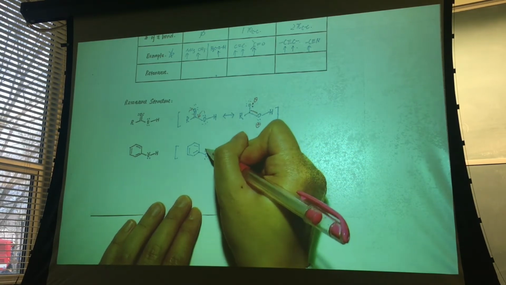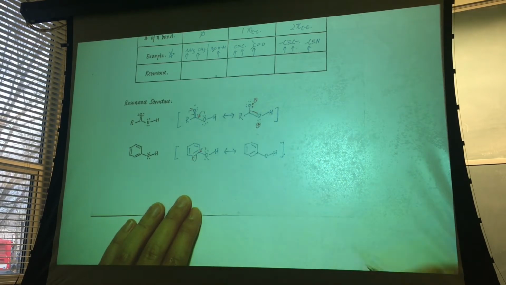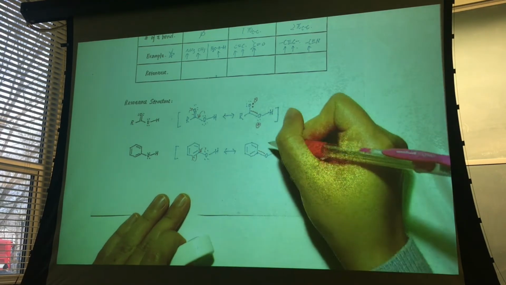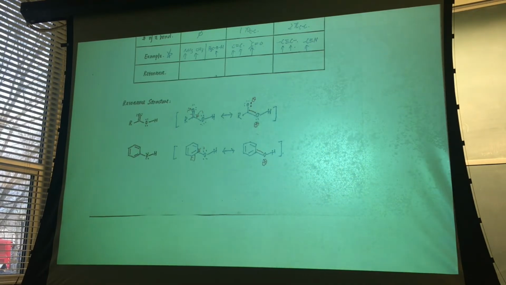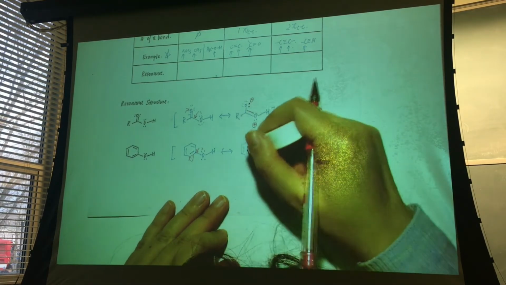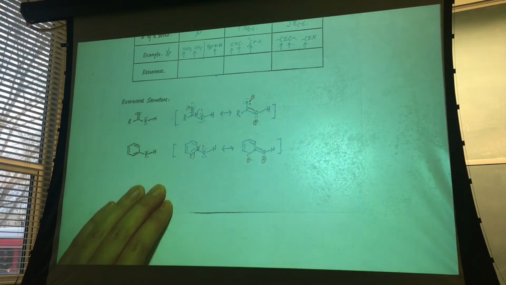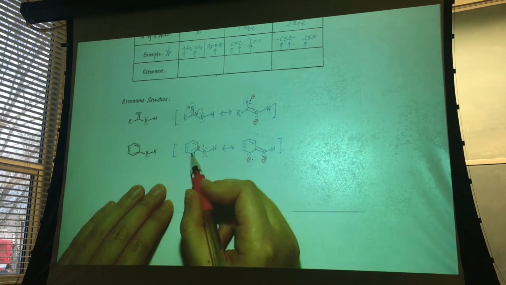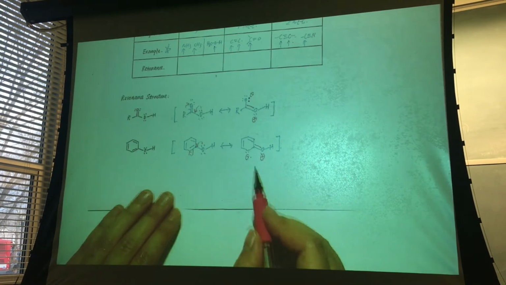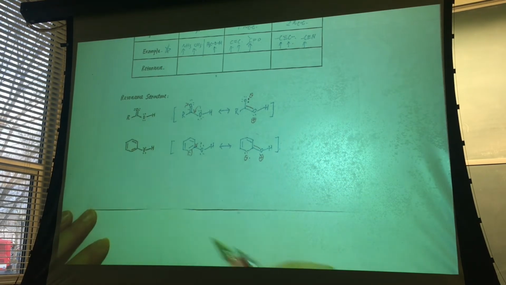And the same thing for the next one. Oxygen is going to donate its electrons, and it's going to form something similar to that. Oxygen still has a lone pair, but this time we are moving this pair of electrons into the carbon next to it, so it forms a negative charge on carbon. So this is the correct resonance structure for these 2 compounds.